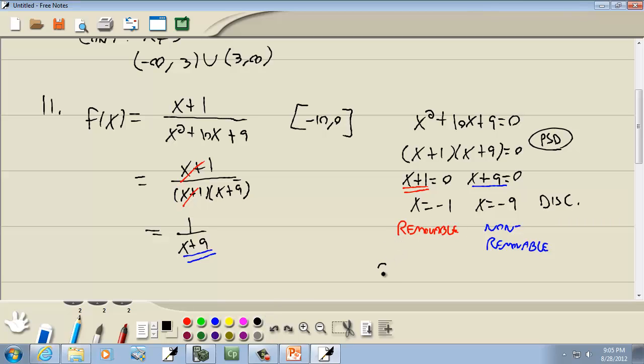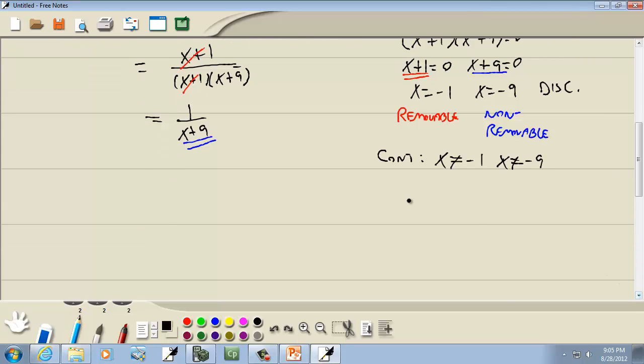Well, where's it continuous at now? We said it's discontinuous at negative 1 and negative 9. So you could write x cannot equal negative 1, x cannot equal negative 9. If you want to put it into interval notation, it'd be from negative infinity to negative 9, union, negative 9 to negative 1, union, negative 1 to positive infinity.